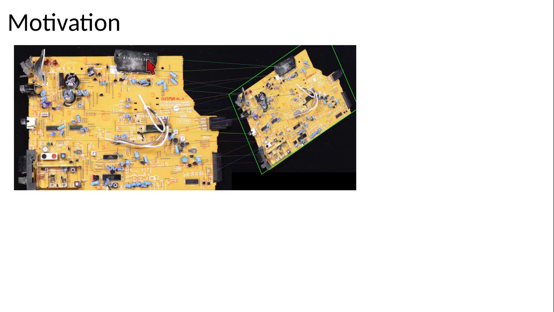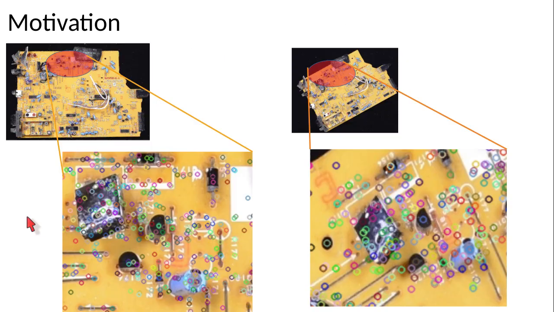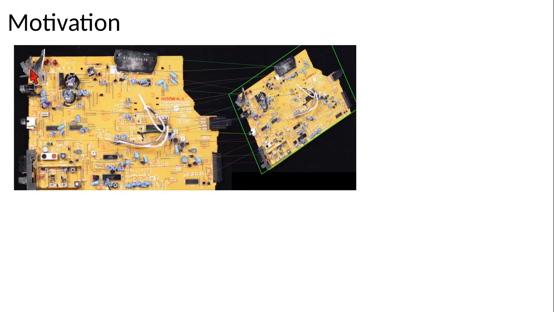For instance, here we are showing that the reference printed circuit board has been matched with the target printed circuit board using only some of the points that had been extracted. Notice that all the points have not been matched. A few of the points only have been matched. And using these matches, the homography matrix is recovered, and the reference board is overlaid over the test board.